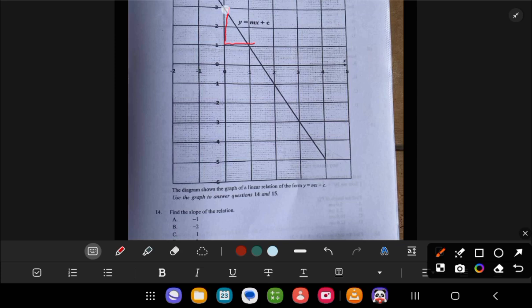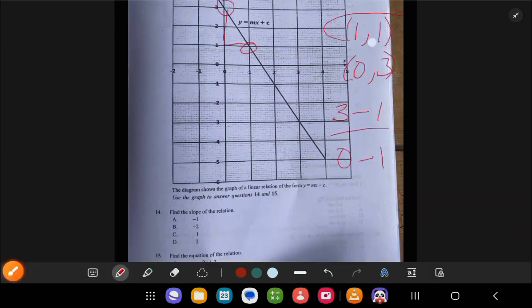So what are the coordinates for this side and for this side as well? The coordinate for the top is 0, 3. And the coordinate for the lower part is 1, 1. So we have our coordinates 1, 1, which has to do with this side, and then the 0, 3, which has to do with the top here.